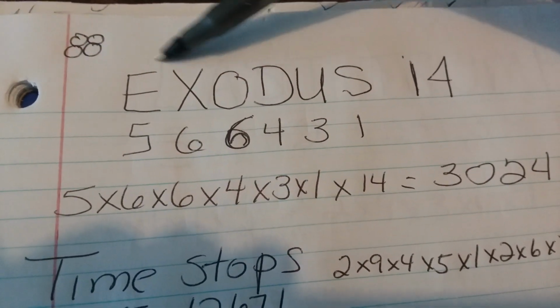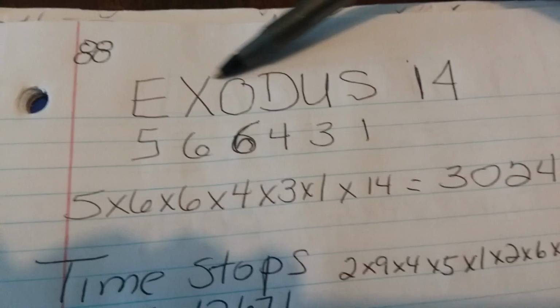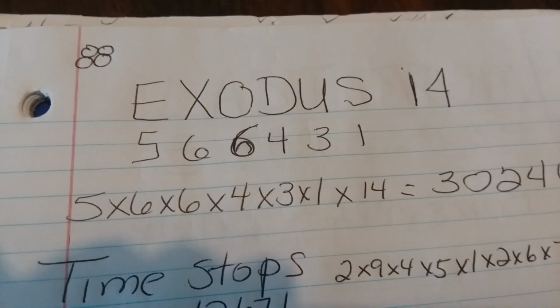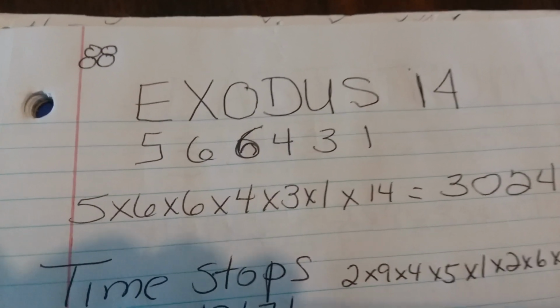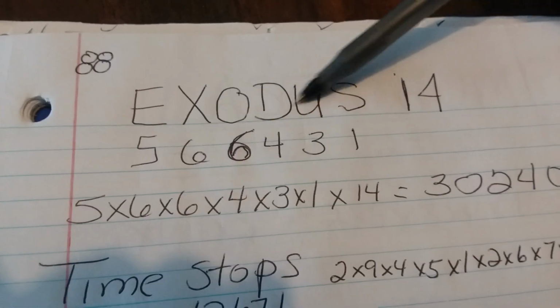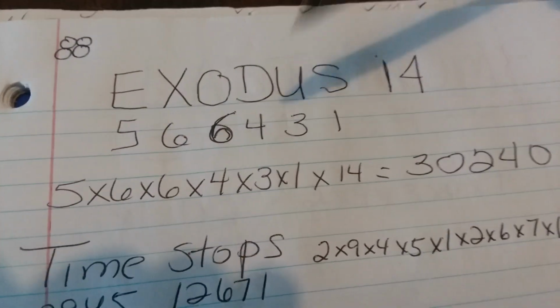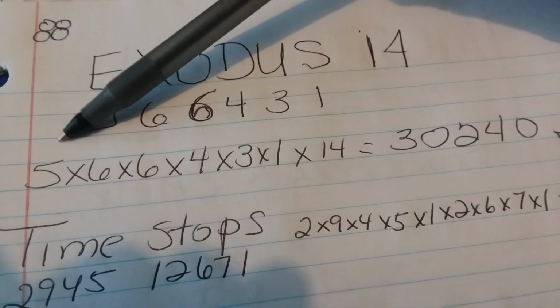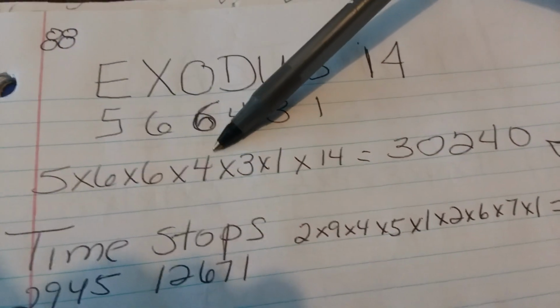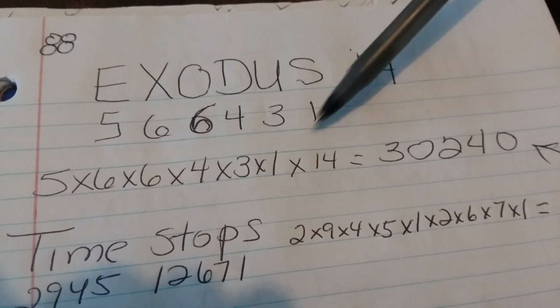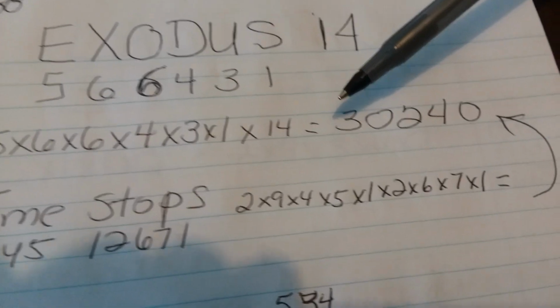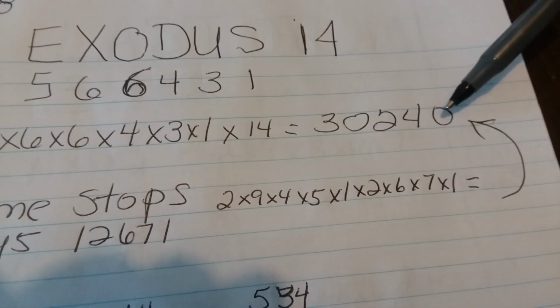And if you take all these letters and shrink them down to the smallest number, like E is the 5th letter, X is the 24th letter, 2 plus 4 is 6, do that all the way across, then you've got your 14. Then take these numbers and multiply them: 5 times 6 times 6 times 4 times 3 times 1 times 14. It's going to equal 30240.